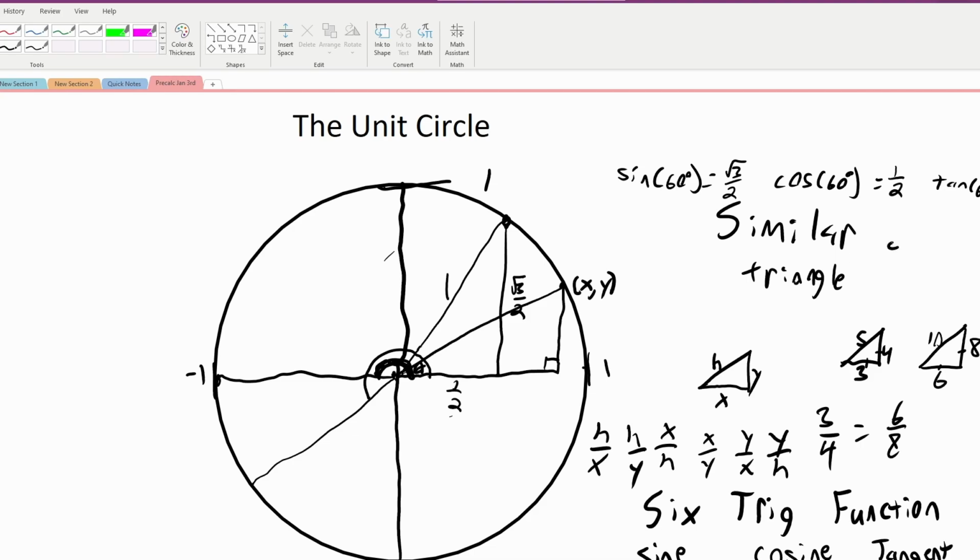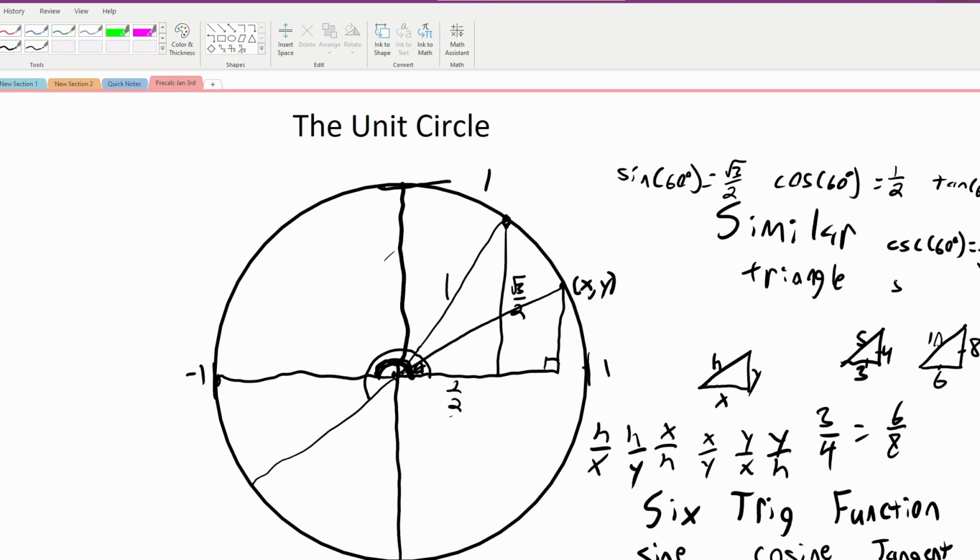For cosecant of 60 degrees, we want the reciprocal of what we had for sine. Now, sine is root 3 over 2, so it'd be 2 over root 3. We'd like to rationalize this, so we'd multiply it by root 3 over root 3, or 1. And when we do that, the denominator will be 3, and the numerator will be 2 root 3. So we get 2 root 3 over 3.